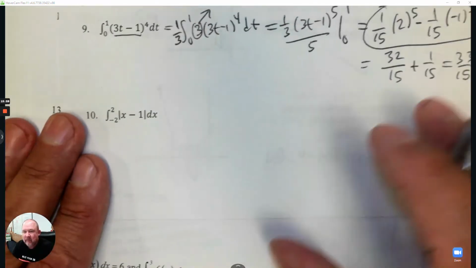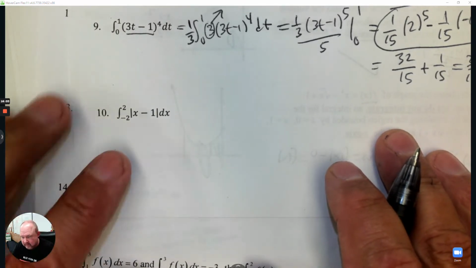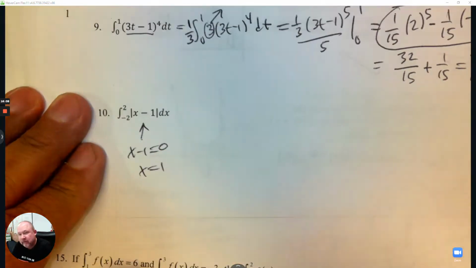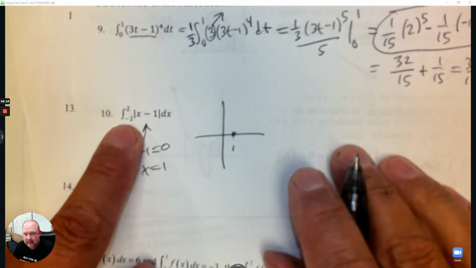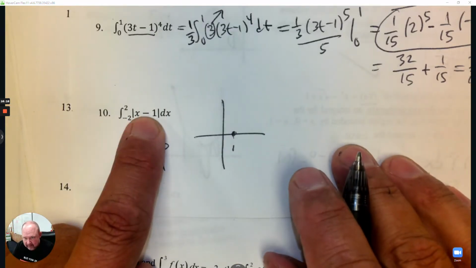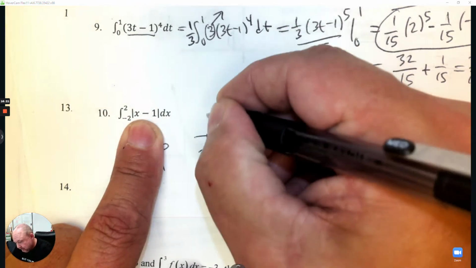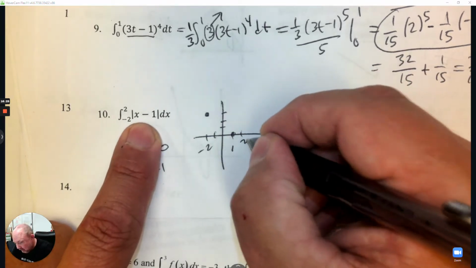Number 10, I want to do a definite integral with absolute value. This is a graphing question. So take what's inside the bars equal to 0. That gives you the vertex. So the vertex is at positive 1. Then I take the bound. So at negative 2, I plug in and get the answer 3. At positive 2, I plug in and get the answer 1.